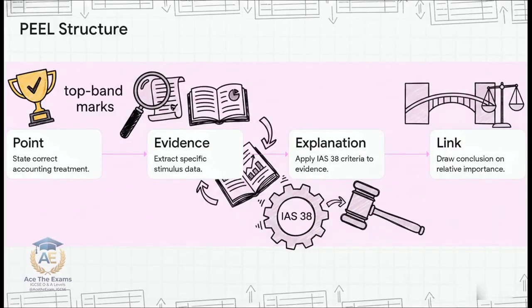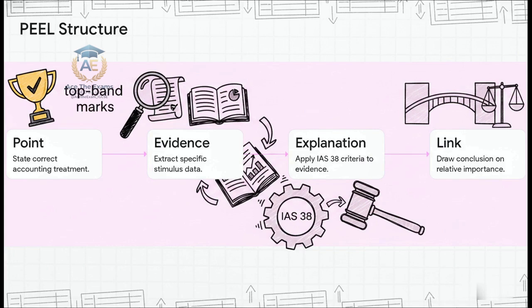So, how do we fix this live before they ruin their scores? Let's step directly into their debate and deploy the PEL structure. I use this to show candidates how to flawlessly reconnect their broken argument string. It goes like this. 1. Point. You need to state exactly what the accounting treatment should be right away. 2. Evidence. Extract the specific data from the stimulus material regarding this exact patent's cost and useful life. Don't speak in generalities. 3. Explanation. Apply the IAS 38 criteria to that specific evidence you just pulled to justify capitalization. And 4. Link. Draw a firm conclusion about the relative importance of this treatment on the overall financial statements.